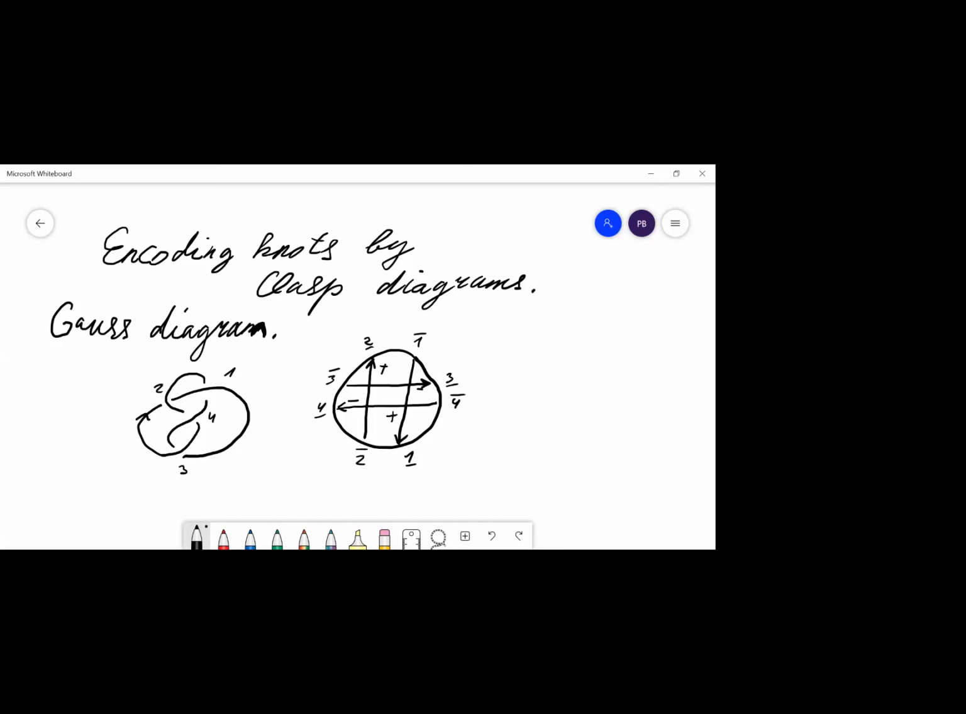And then we will discuss how to encode a Seifert surface, how to get an Alexander polynomial, and how to count Vassiliev invariants from Clasp diagrams.